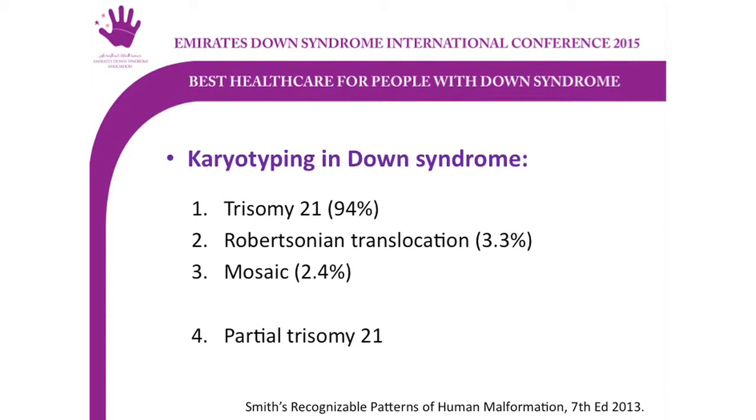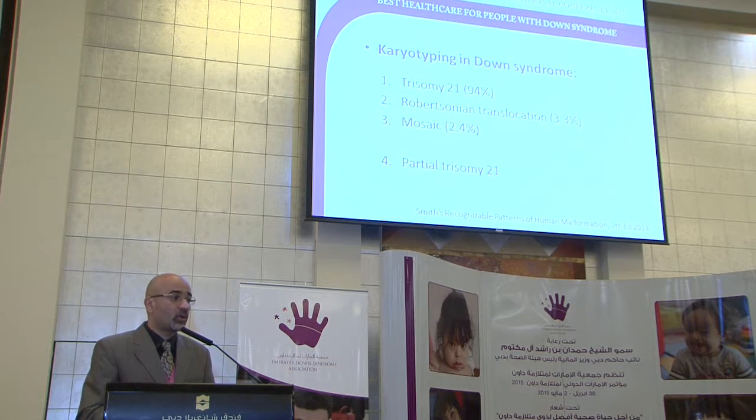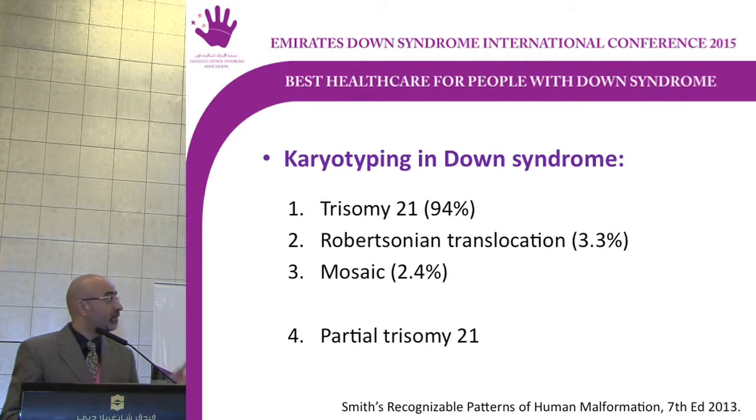So about the types of chromosomal abnormalities in Down syndrome, we have 3 major types: either trisomy 21, Robertsonian translocation, or mosaic. And there is a small percentage for partial trisomy 21. I'll spend the coming 10 or 15 minutes talking about these different types.